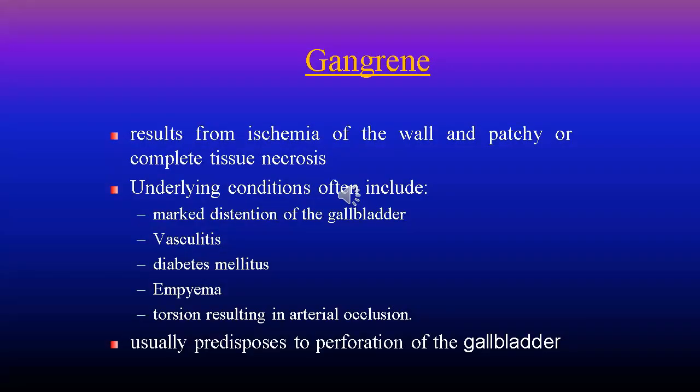Also, the main dreaded complication of acute cholecystitis is gangrene. It results from severe distension and ischemia of the wall and leads to tissue necrosis. This occurs in a markedly distended gallbladder, vasculitis, patients with diabetes mellitus, empyema, or torsion or thrombosis of the cystic artery. This leads to perforation of the gallbladder.